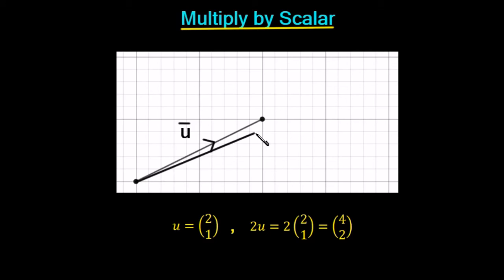So we could draw that in just now. So that's going to be a vector between this point and this point, and we can put our arrow in. And this is going to be our vector 2u.